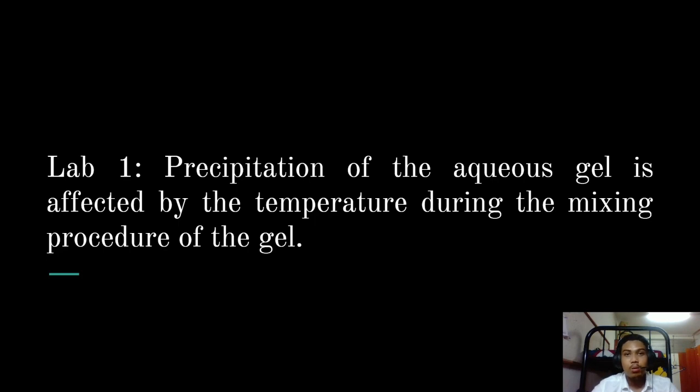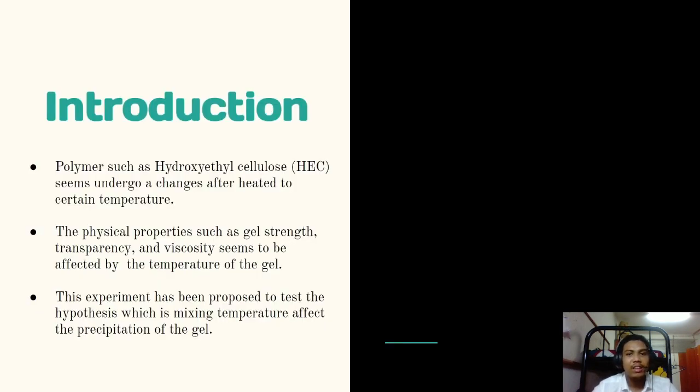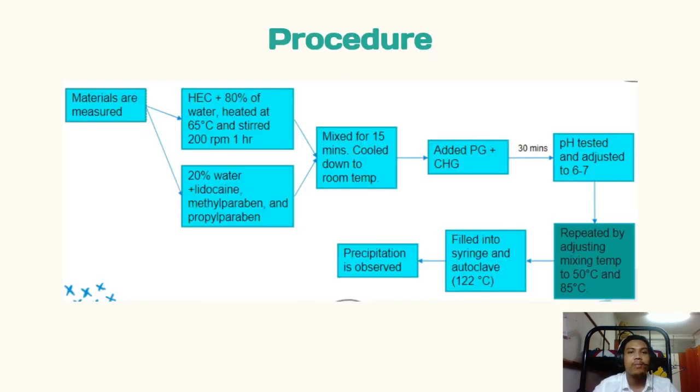Assalamualaikum and hi, my name is Muhammad Faris and now I will present our first proposed lab. For this lab, the topic is precipitation of the gel is affected by the temperature during the mixing procedure of the gel. Polymers such as hydroxyethyl cellulose (HEC) seem to undergo changes after being heated to certain temperatures. The physical appearance such as gel strength, transparency and viscosity seems to be affected by the temperature of the gel. This experiment has been proposed to test the hypothesis that mixing temperature affects the precipitation of the gel. And this is our proposed procedure for our lab.